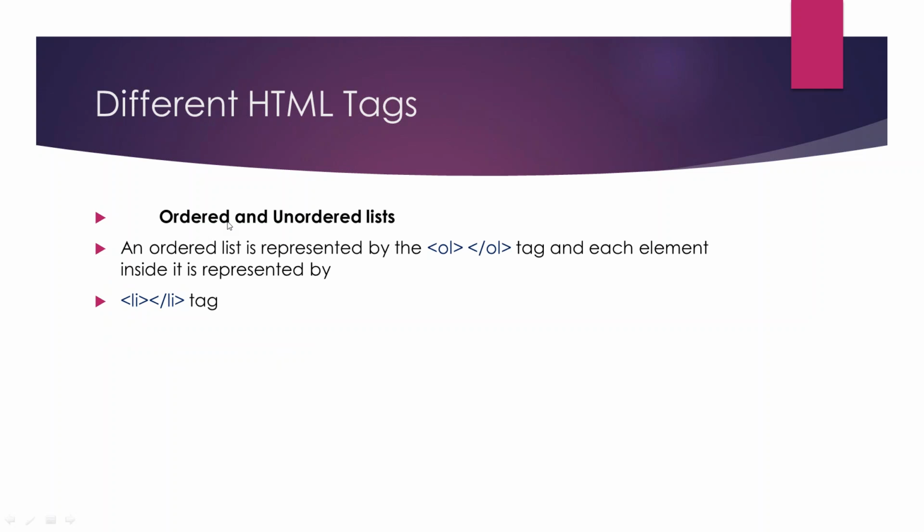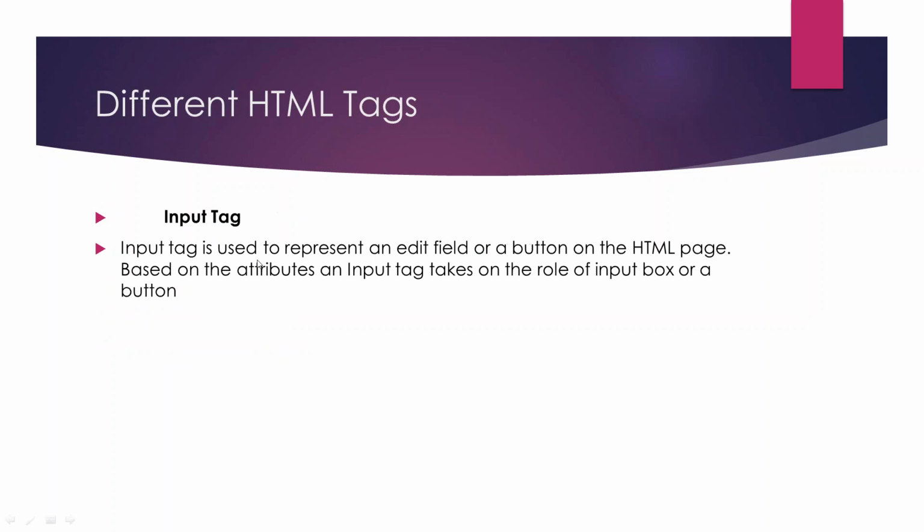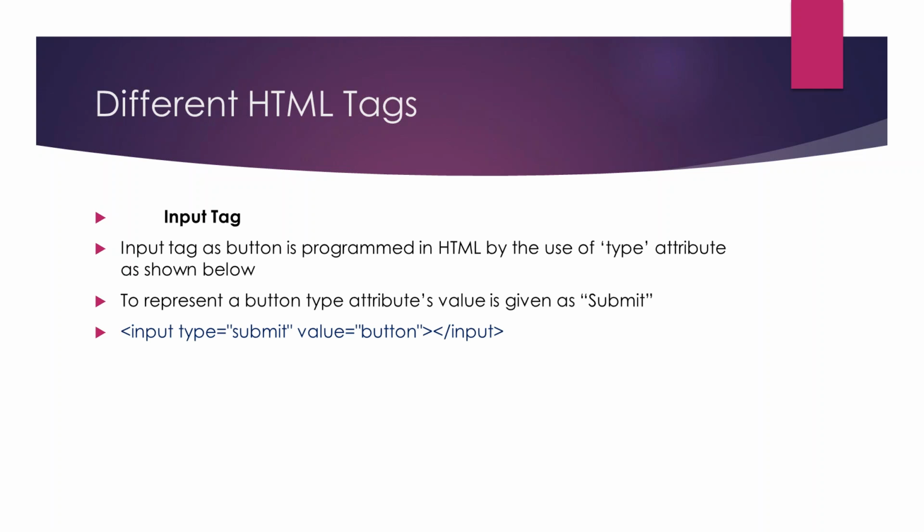Next, ordered and unordered lists. I'll show you right now what is meant by an ordered list and what is called an unordered list. Inline frames, I'll show you inline frames also right now. Input tags. The input tag is used to represent an edit field or a button on an HTML page, based on the attributes and tag rules. All this I'll show you and explain using HTML right now.